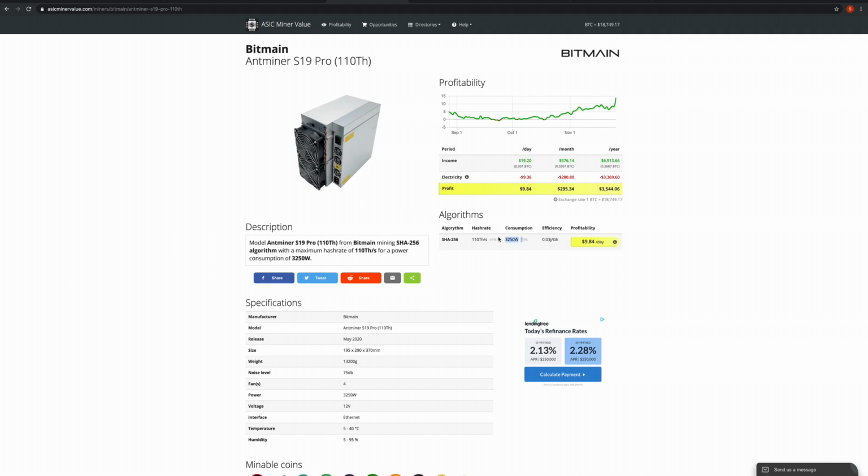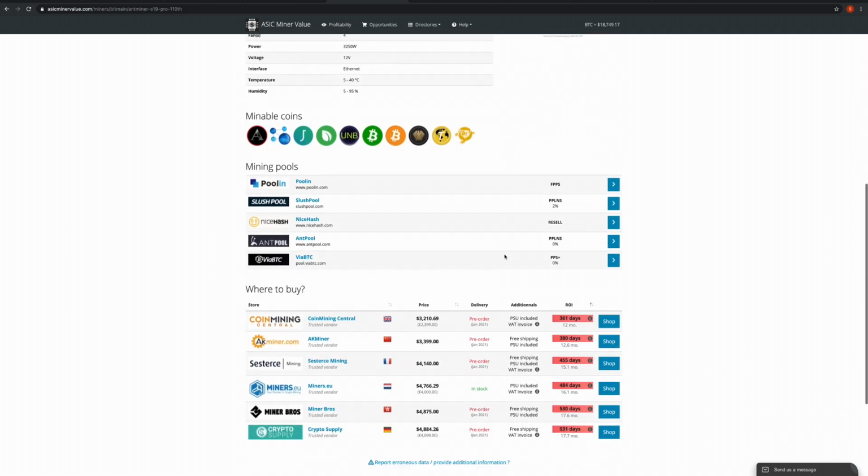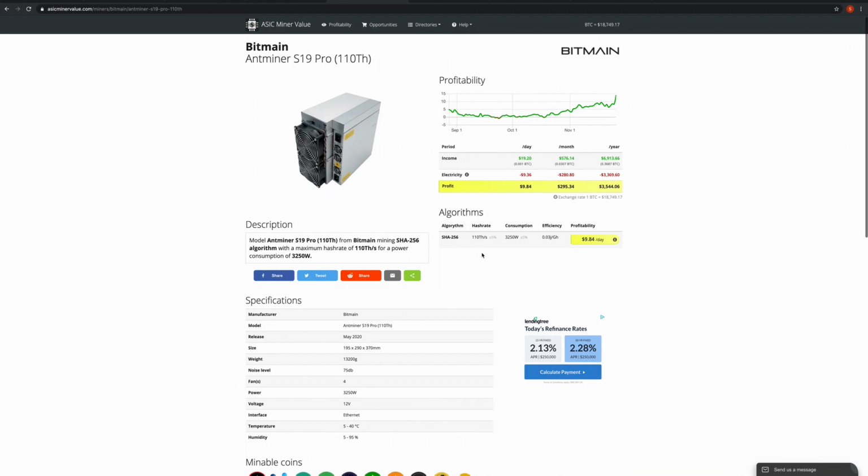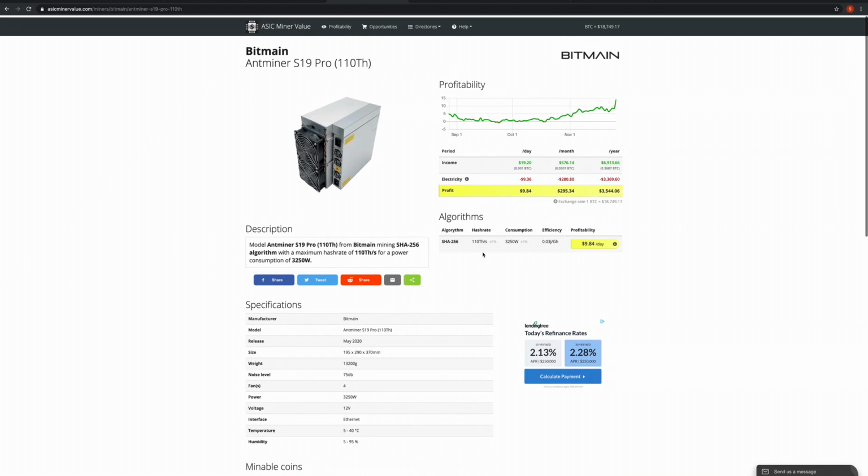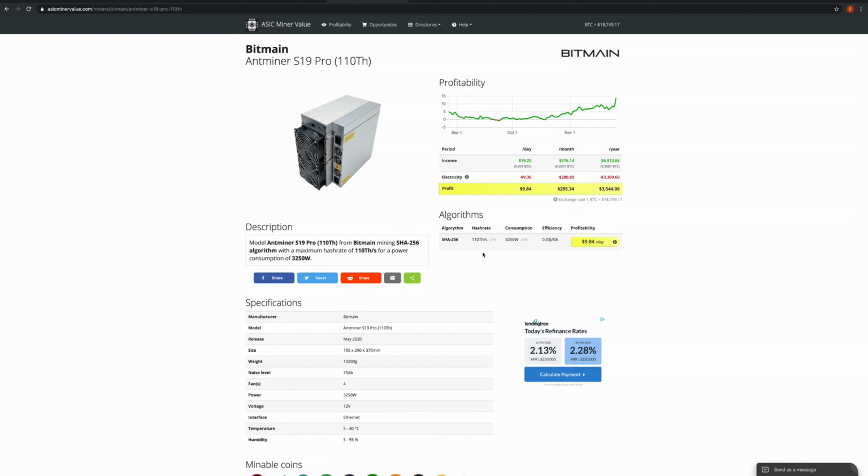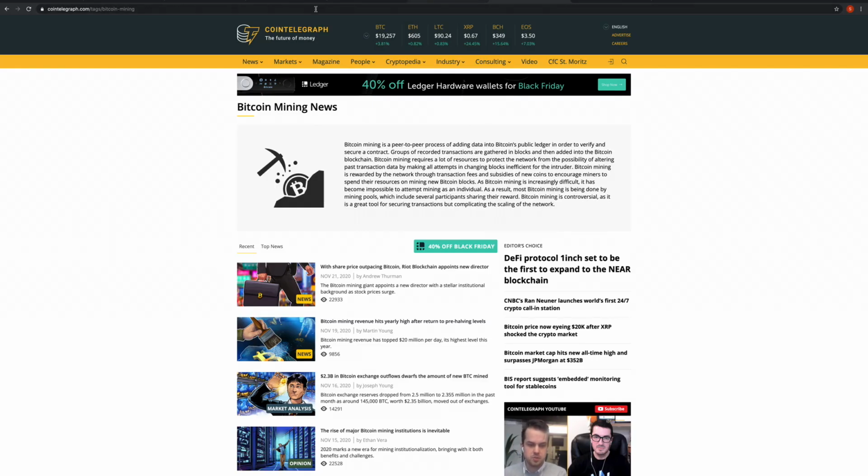But look at this energy consumption. 3,250 watts to run this thing, which is a crazy amount of energy. And that is costing them a ton of money to run. And that's why a lot of times they say that Bitcoin mining isn't very profitable.